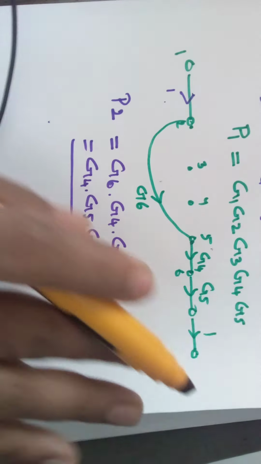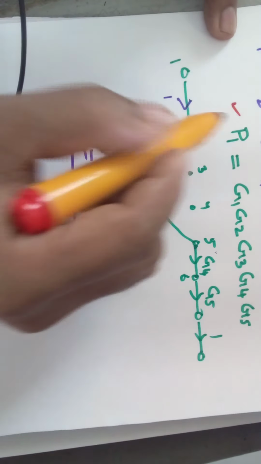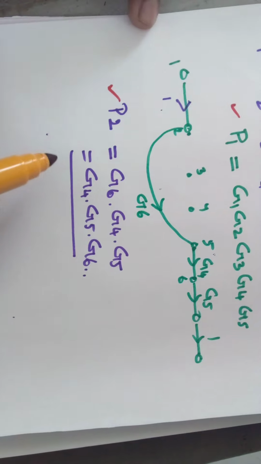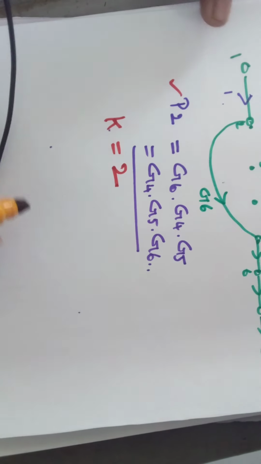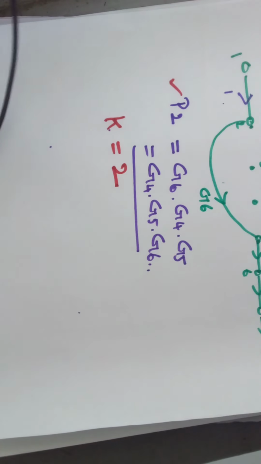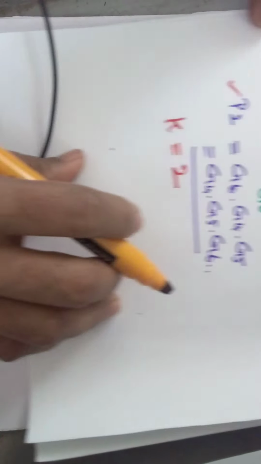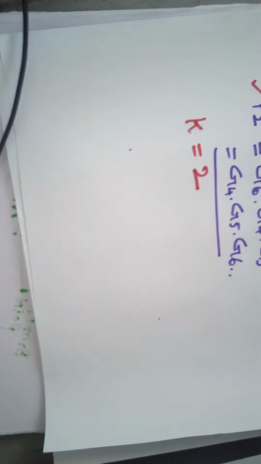Therefore we have written the forward path gains P1 and P2, and the value of K is equal to 2 here. 2 represents the number of forward paths. Next, you need to find the individual loop gains.